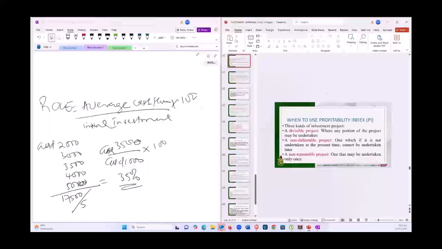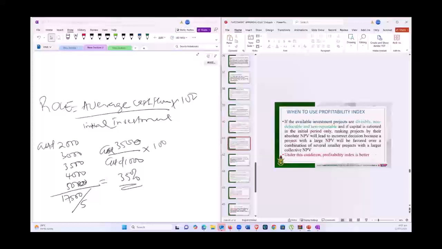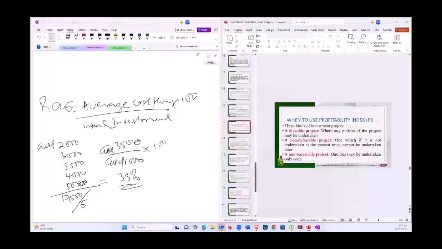Yes, sir. Okay. And you must know when to use the profitability index. In fact, there are three kinds of investment projects. You have divisible projects, non-deferrable projects, and non-repeatable projects. A divisible project is one where any portion of the project may be undertaken. A non-deferrable project has to be taken at the present time. It cannot be deferred. You cannot just pursue it later. You have to do it now or forever hold your peace. The non-repeatable project is undertaken once.